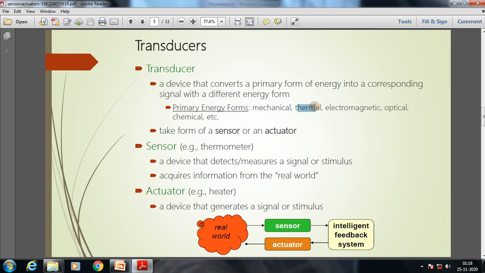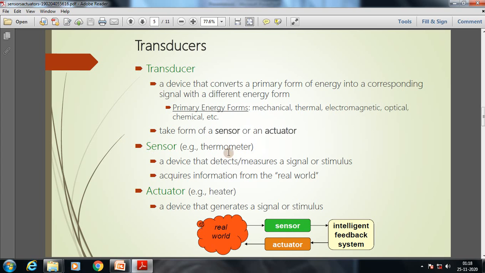Next one is thermal. According to thermal energy, there will be changes in the physical medium, and according to that there will be a voltage signal. So all forms of energy will be stored as information. Any kind of chemical energy, optical energy, electromagnetic energy, thermal energy, any kind of mechanical energy, these are the primary energy forms. These primary energy forms will be collected as data, as a signal. Okay, so this takes the form of a sensor or an actuator.